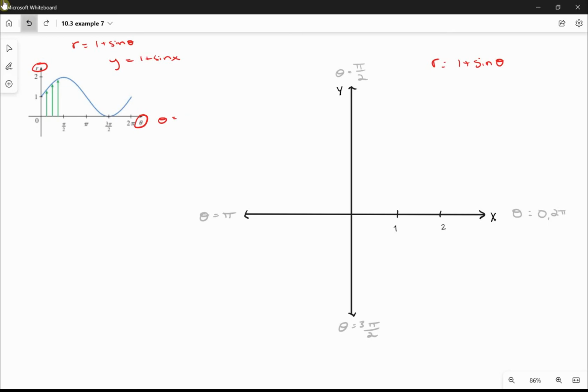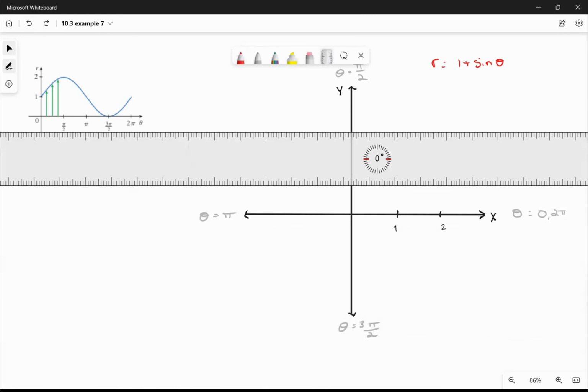So let me just get rid of all that stuff. We're going to use this graph just the same way we use the table, just to tell us how the value of r is changing as theta goes from 0 to pi over 2 to pi to 3 pi over 2 to 2 pi. What we can do is look at this piece by piece.